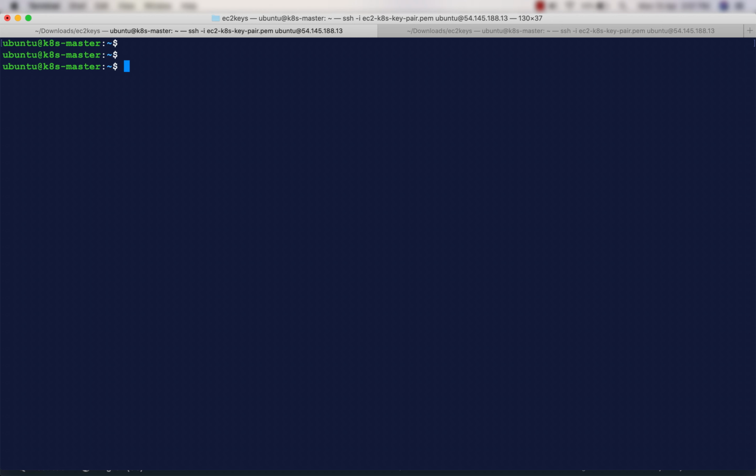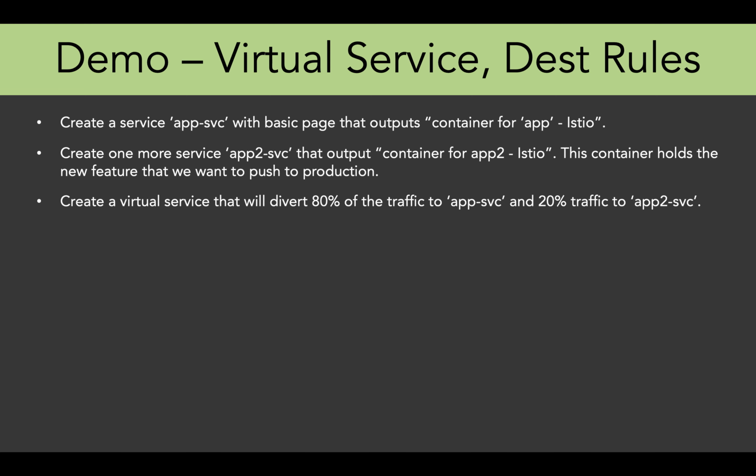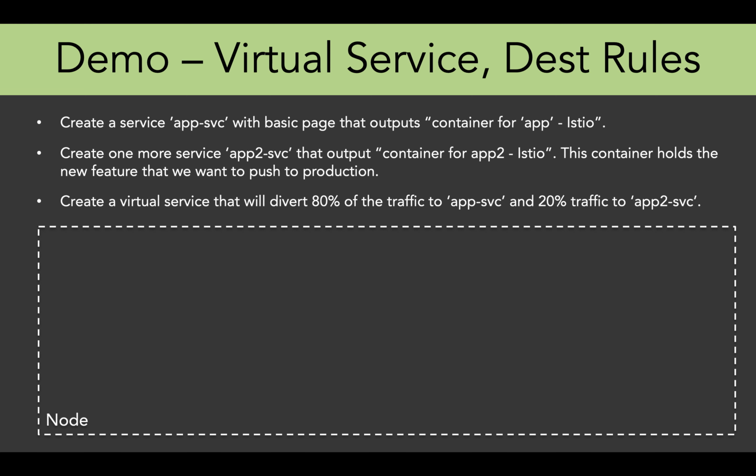So let's try to find out why it did not work from the node itself, but it worked from the pod. I can go to any other pod which is part of the Istio service mesh, and if I try to connect to this service, 80% of the traffic should go to app service and 20% of the traffic should go to app2 service. So it is working. So this is what happened, why it wasn't working.